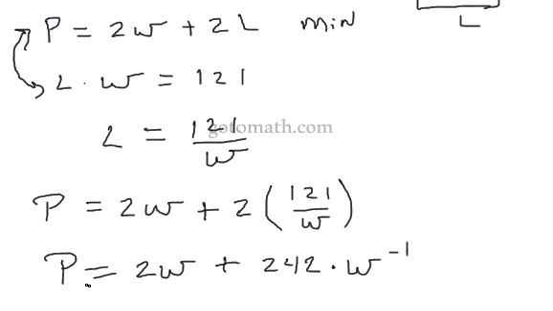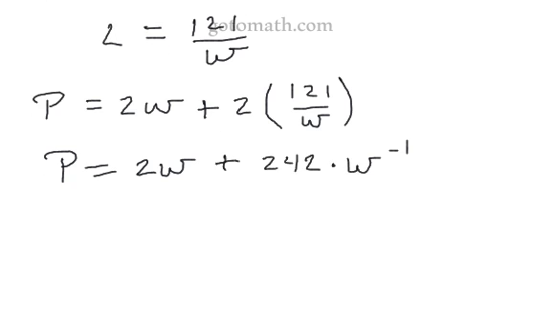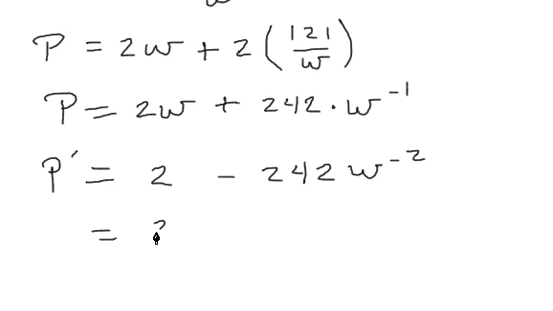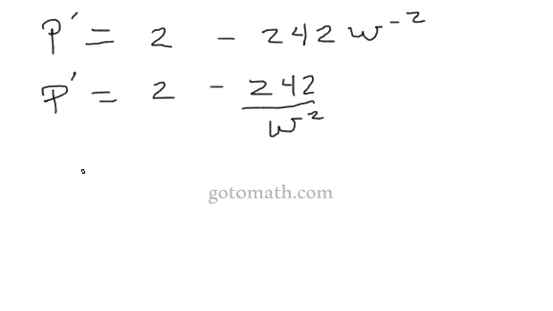Now of course what we're going to want to do is take the derivative, and we'll say P prime: we have 2 minus 242 W to the negative 2. We're going to rewrite this again, just taking this back down to the denominator. Now we take our derivative and set it equal to 0.